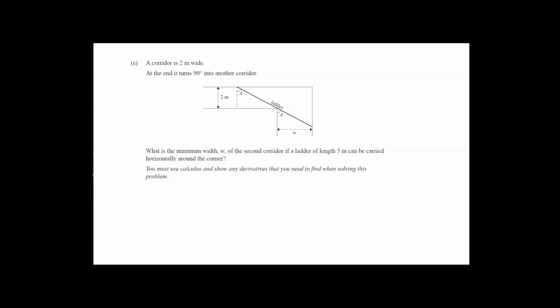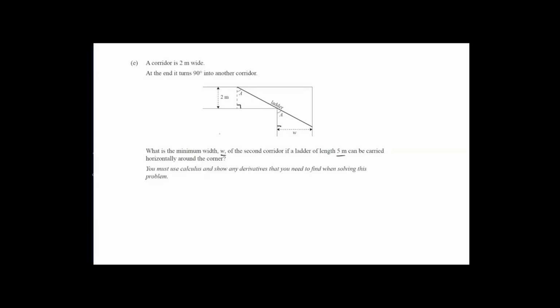So our corridor is 2 meters wide here. So here, 2 meters to 2 meters here, and it turns 90 degrees into another corridor, and presumably this is not 2 meters wide. So what is the minimum width W of the second corridor that a ladder of length 5 meters can be carried horizontally around the corner? Presumably you want to do two things there. You don't want to break the ladder, and it has to be a straight line, and it's going to be a triangle. So let's fill in what's missing here.